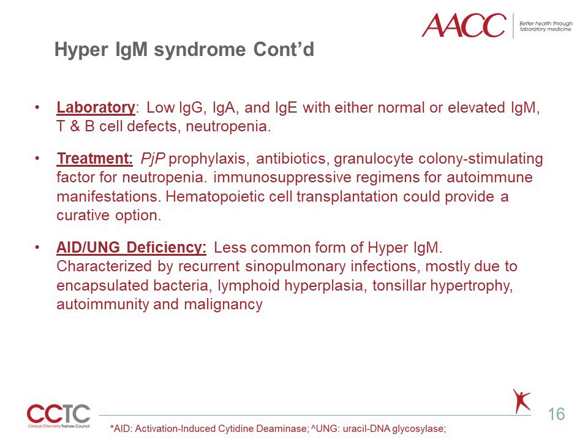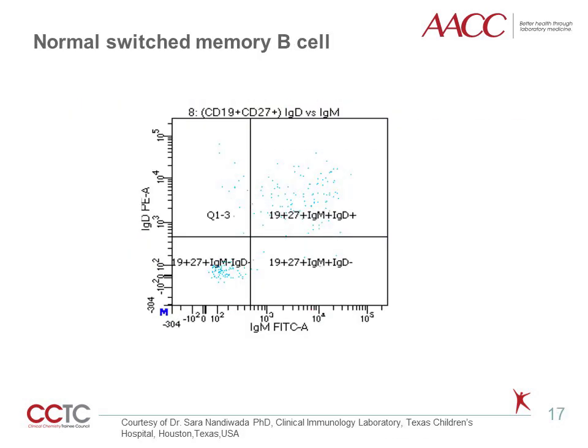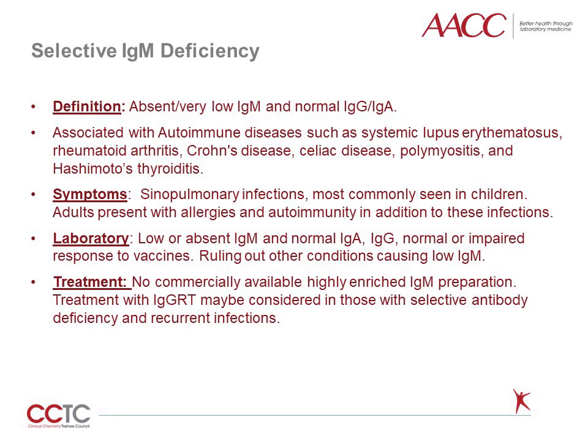Activation-induced cytidine deaminase and uracil DNA glycosylase deficiency are less common forms of hyper-IgM and are characterized by recurrent sinopulmonary infections, mostly due to encapsulated bacteria, lymphoid hyperplasia, tonsillar hypertrophy, autoimmunity, and malignancy. This plot shows the appearance of normal switch memory B cells on peripheral blood analysis, which is usually absent in patients with hyper-IgM syndrome. Selective IgM deficiency is a rare immune disorder with absent or very low immunoglobulin M, with normal IgG and IgA antibodies.